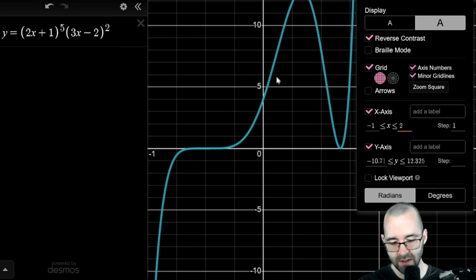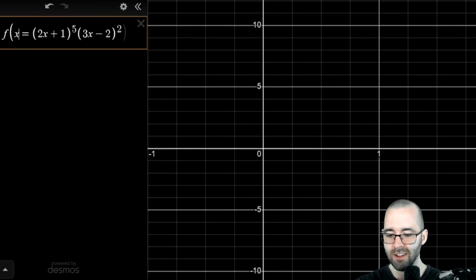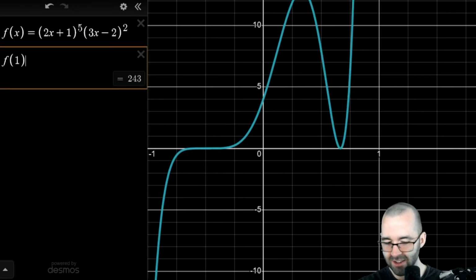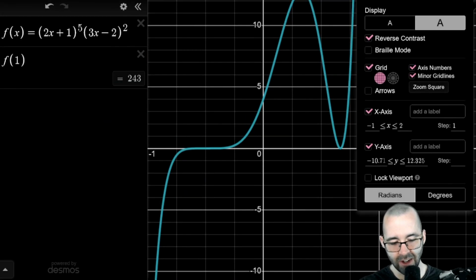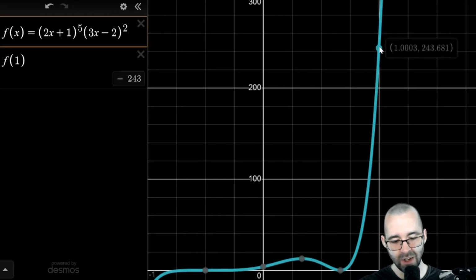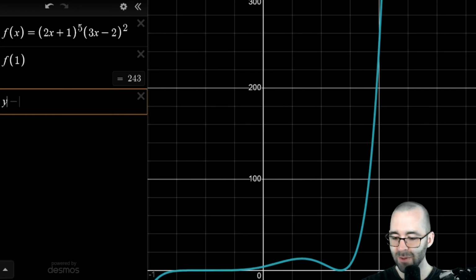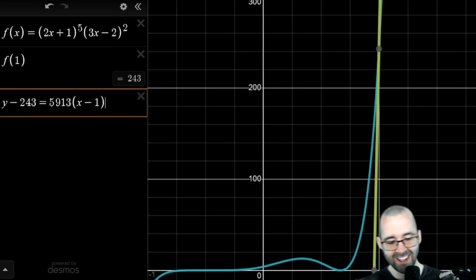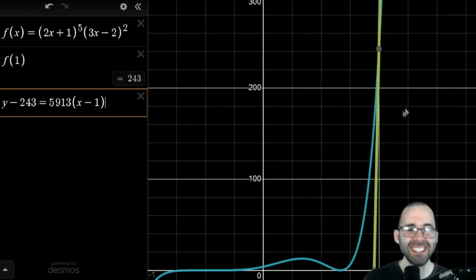Wait a minute. When x equals 1, oh no, did I do the same thing? Yeah, the y coordinate is 243. Okay, great. We're looking at this point when x is equal to 1. Find the equation of the tangent line. We said it was y minus 243 equals the slope 5913 times x minus 1. Hey, maybe. At least it goes through the right point.